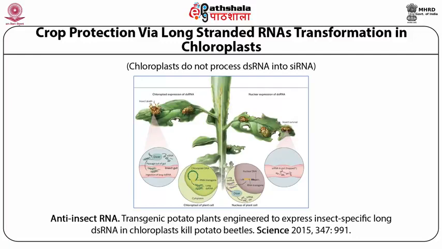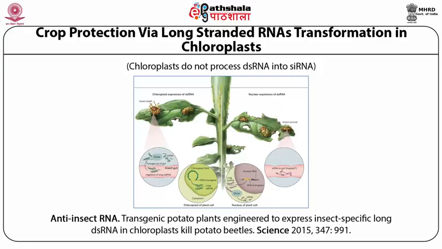You can see on the left hand and right hand side: the left shows chloroplast transformation, and the right shows nuclear transformation. When you express long RNA strands in the nucleus, there is a Dicer which chops the RNA into small pieces. So when these bugs bite the leaves, they can compromise the impact of this siRNA.